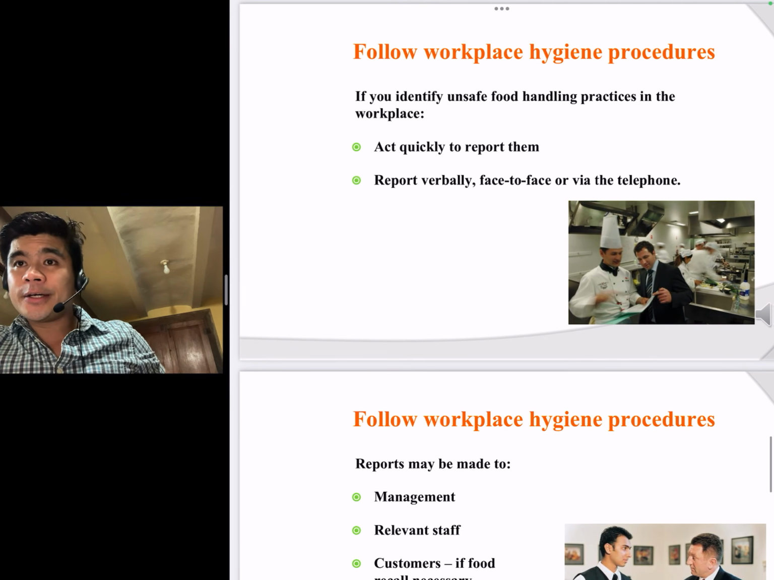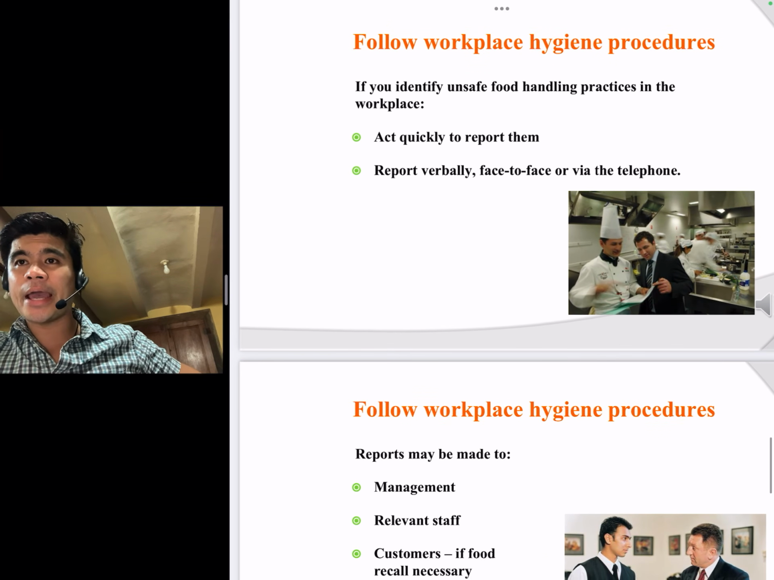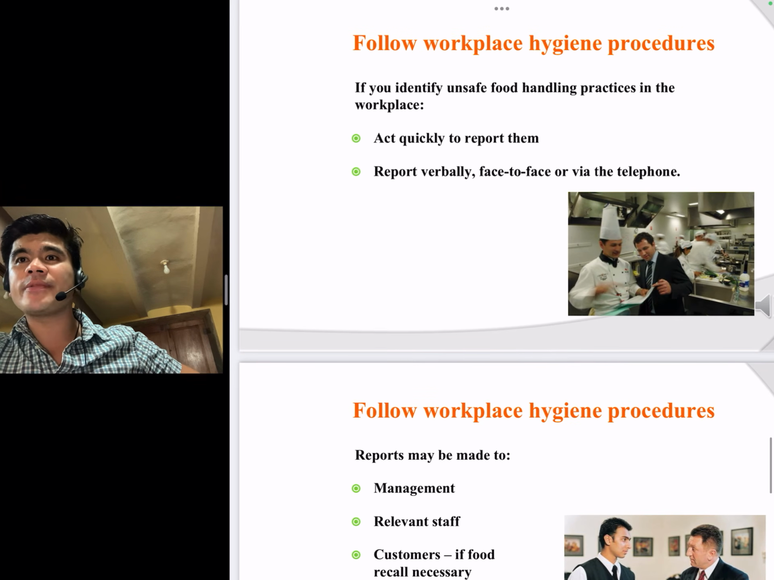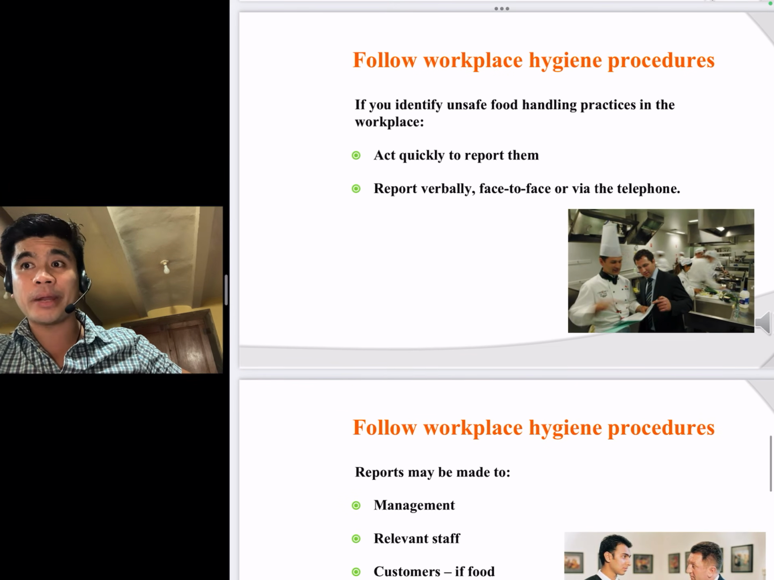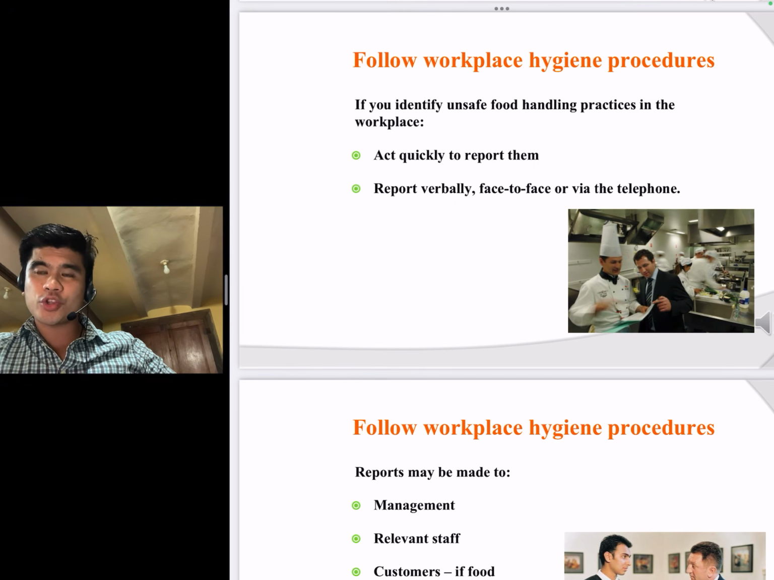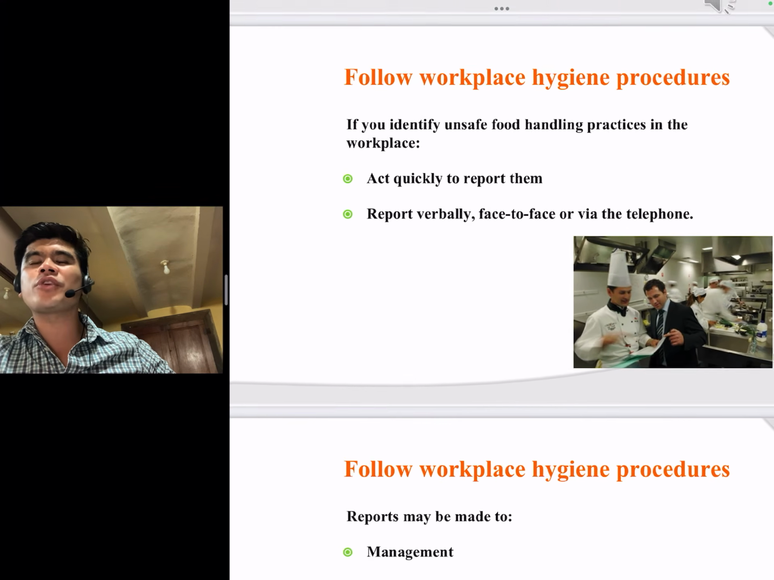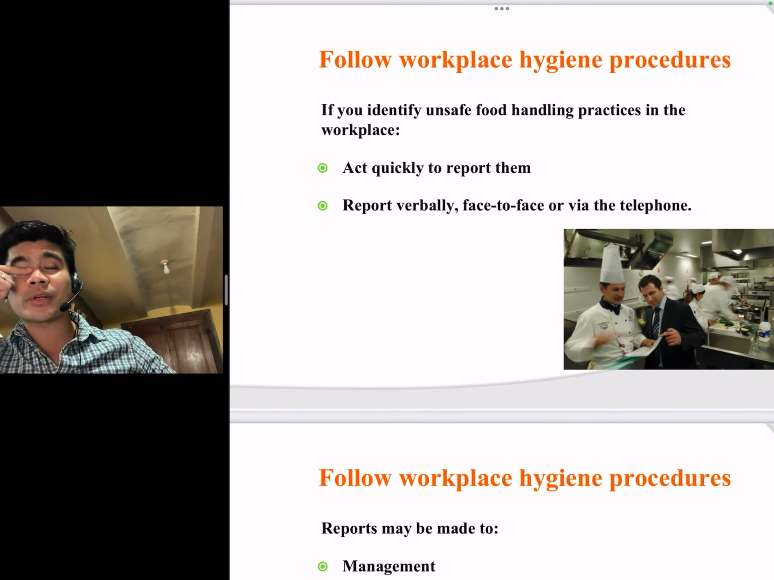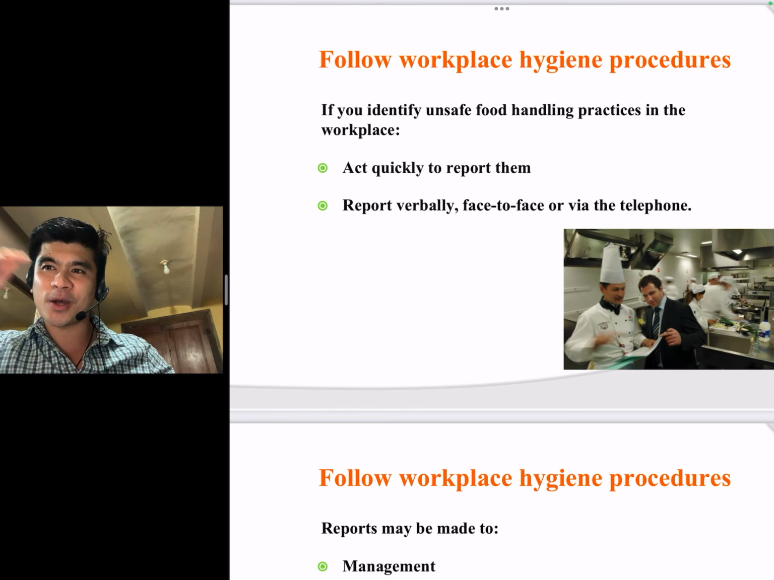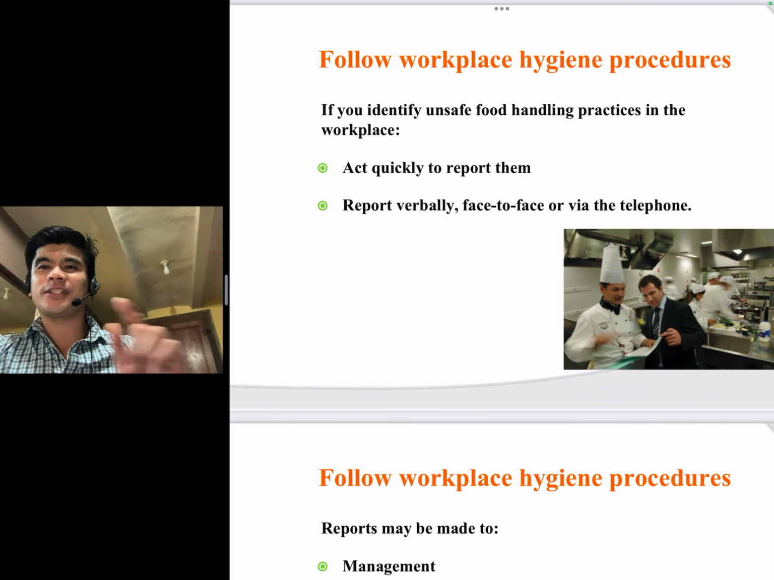Okay, what else? Act quickly to report whenever you identify any problems in your working place. Report it to the manager. Report to the chef right away. So report verbally, face-to-face, or via telephone, let's say in the restaurant. What's risky there is that the waiter has found a piece of paper in the soup. So you need to report that right away, so immediate action can be taken.